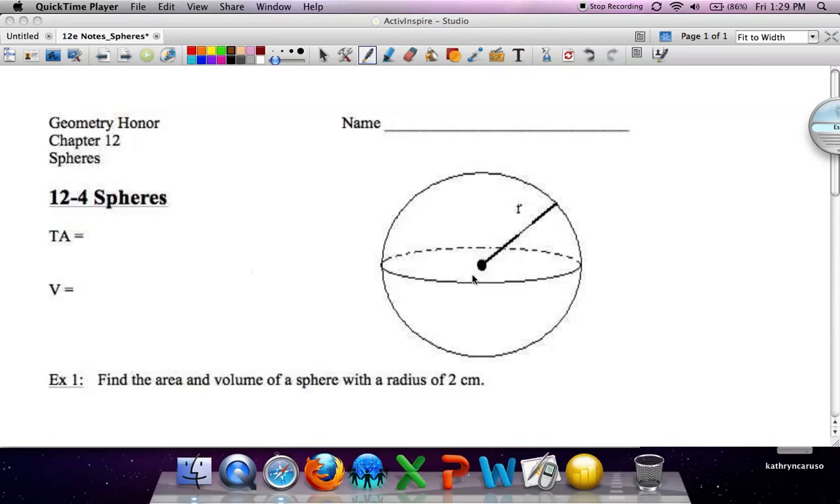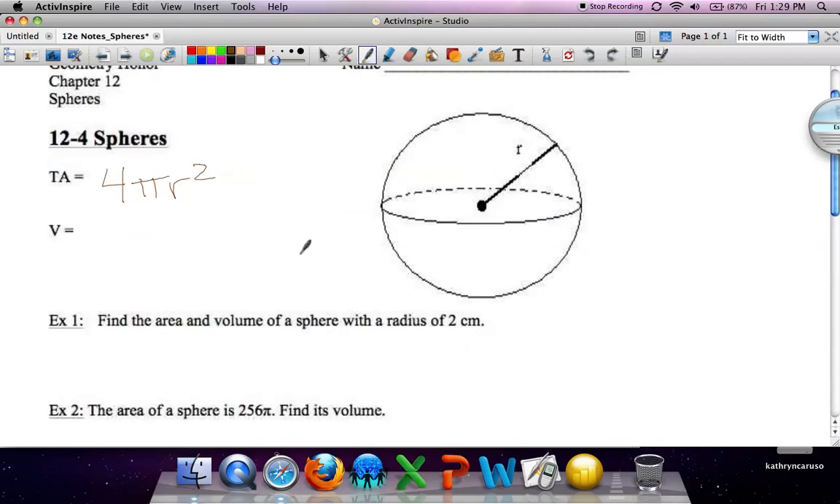The first formula we're going to do is total area. The total area is 4 pi r squared. Notice 4 pi r squared looks like the area of a circle, and it's just 4 times that number. And that works for the sphere. Next class I'll explain why, if you're interested.